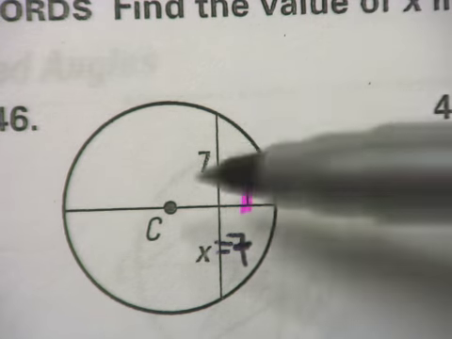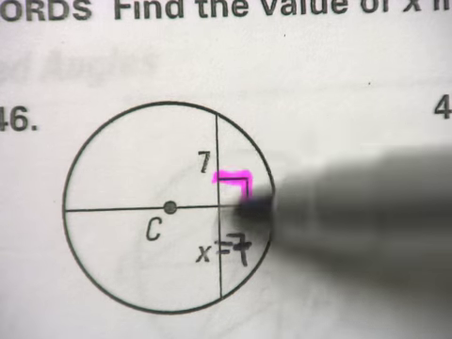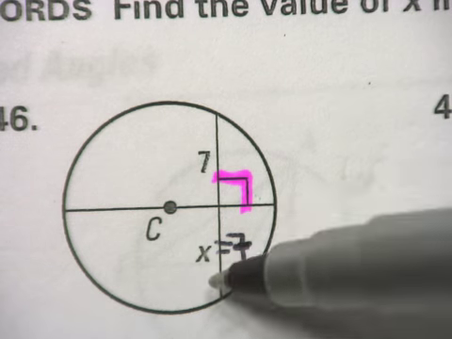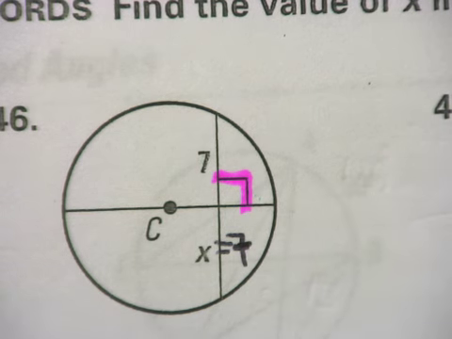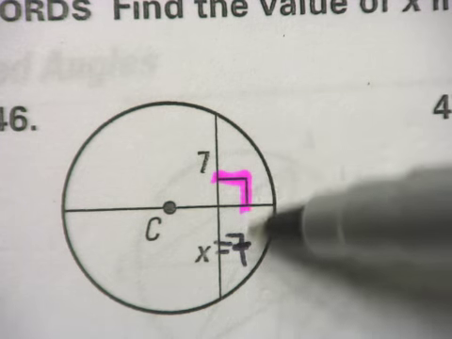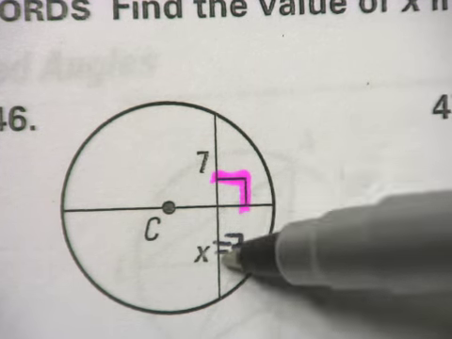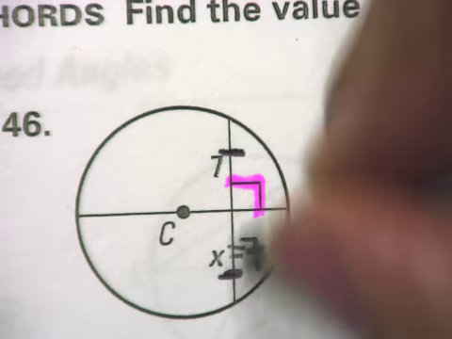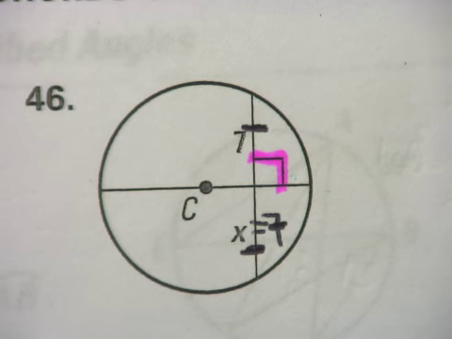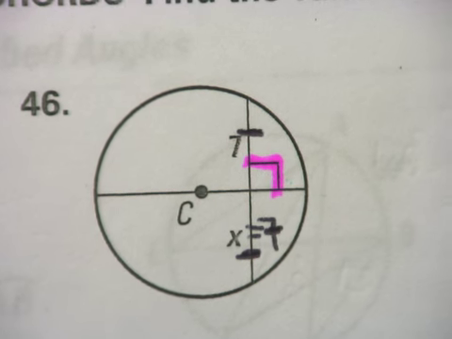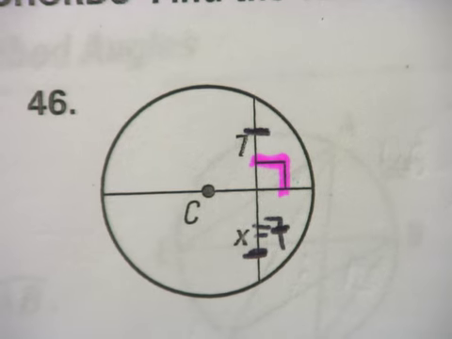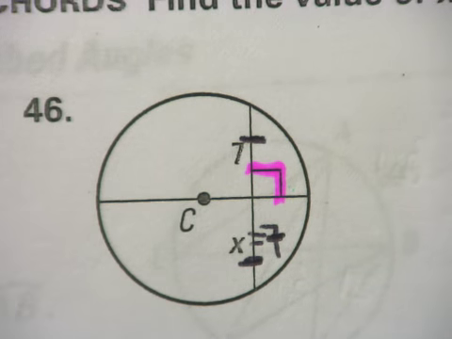Question number 46. I know that this is 7. I know that this is a diameter, and I know that this is a chord, and I know that it's perpendicular. So then I know that x is going to be 7. And what's my explanation for that? If a diameter is perpendicular to a chord, then the diameter is bisecting that chord as well as the arc. That should be your explanation. Since they are perpendicular, this diameter is cutting this chord into 2 congruent parts. So if this part is 7, this part is also 7.